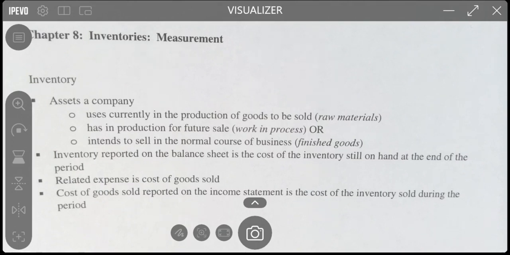So what is inventory? Inventory includes assets of a company that the company intends to either use currently in the production process, or the company has in production for future sale or intends to sell in the normal course of business.